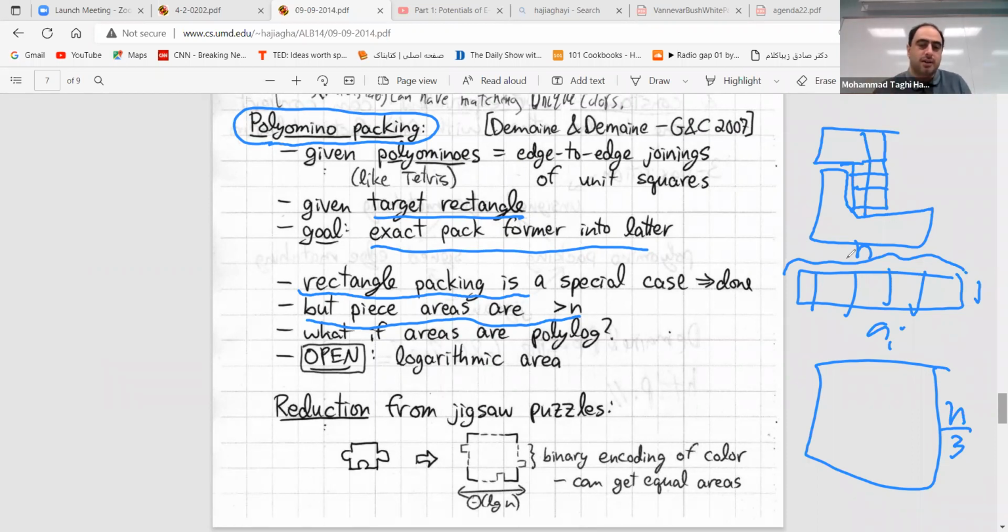So that's actually interesting. We can show that if the area of each of these polyominoes is of size polylog, then the problem is still hard. However, this problem is still open: what about if the size is logarithmic, not log n squared? A polylogarithmic means log n to some power, it can be greater than 1 as well. That we can do.